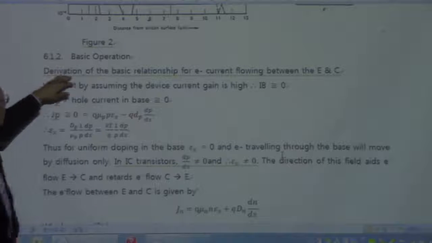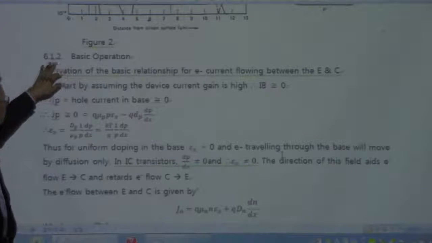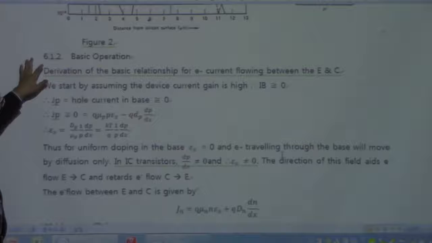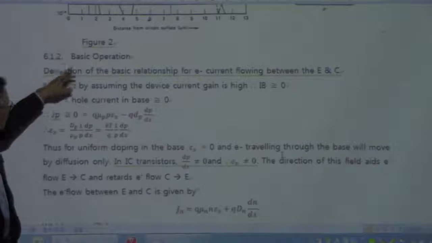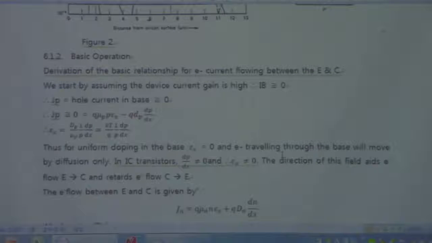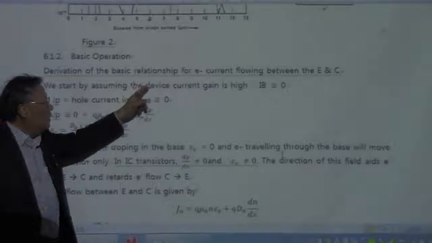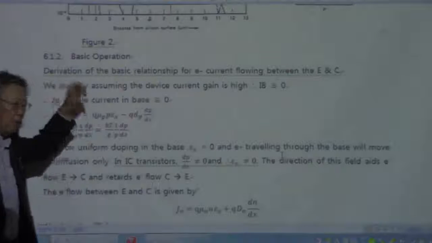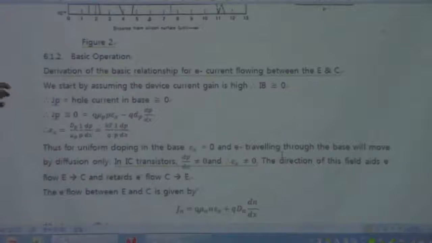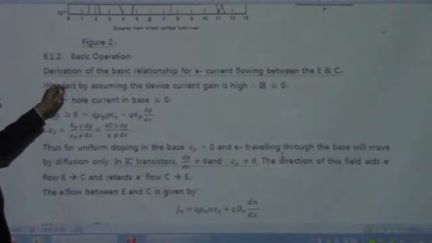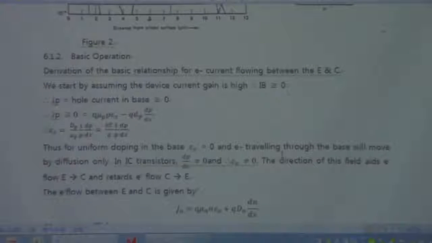Okay, so the important thing is to understand the basic operation of a transistor. The important thing is the derivation of electrons from emitter to the collector, right? So we start by assuming the device current gain is high, so that the base current is 0.